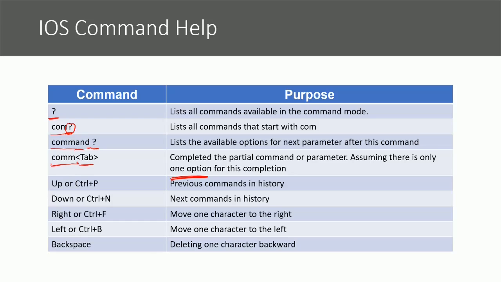Cisco switch keeps history of commands you enter in the same session, and if you want to go back to any command you entered before, you can use up arrow or Ctrl P to see the previous command you entered. If you moved up more than required, you can use down arrow or Ctrl N to go to the next command. Within the same command, you can use right and left arrows to move right or left. Alternatively, you can use Ctrl F to move right and Ctrl B to move left. If you want to delete any character in the command, you can move the cursor after that character and then click backspace to delete one character backward.